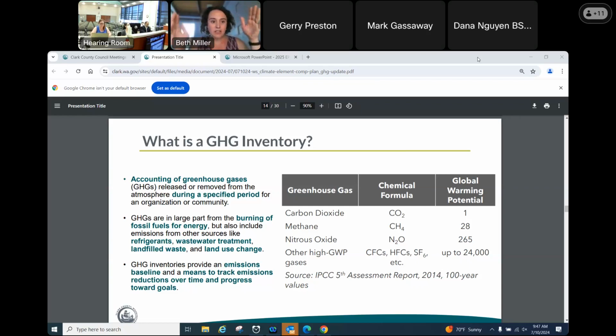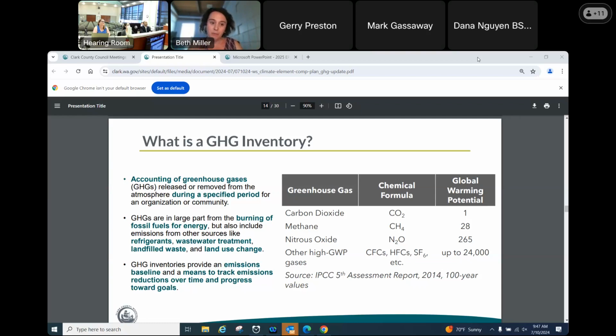We're mostly going to talk about carbon dioxide, but there are many different gases. Here you can see a table of the different important greenhouse gases and their sort of effect. Different greenhouse gases have different strengths of effects in the atmosphere. So methane, nitrous oxide, and then there are other very strong GHGs like those refrigerants that we talked about.